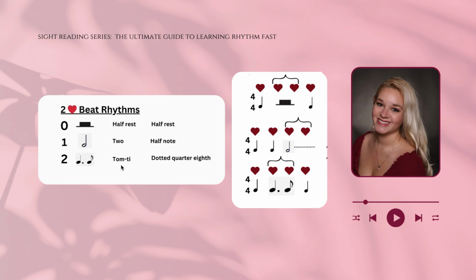So the nickname we give it, I feel like this nickname makes you remember it so much easier. What you're going to say, just listen to how I'm saying it. Tom-ti. Again, Tom-ti. The real technical name for this is a dotted quarter 8th note. It has 2 sounds. So this has both 2 sounds and 2 beats.